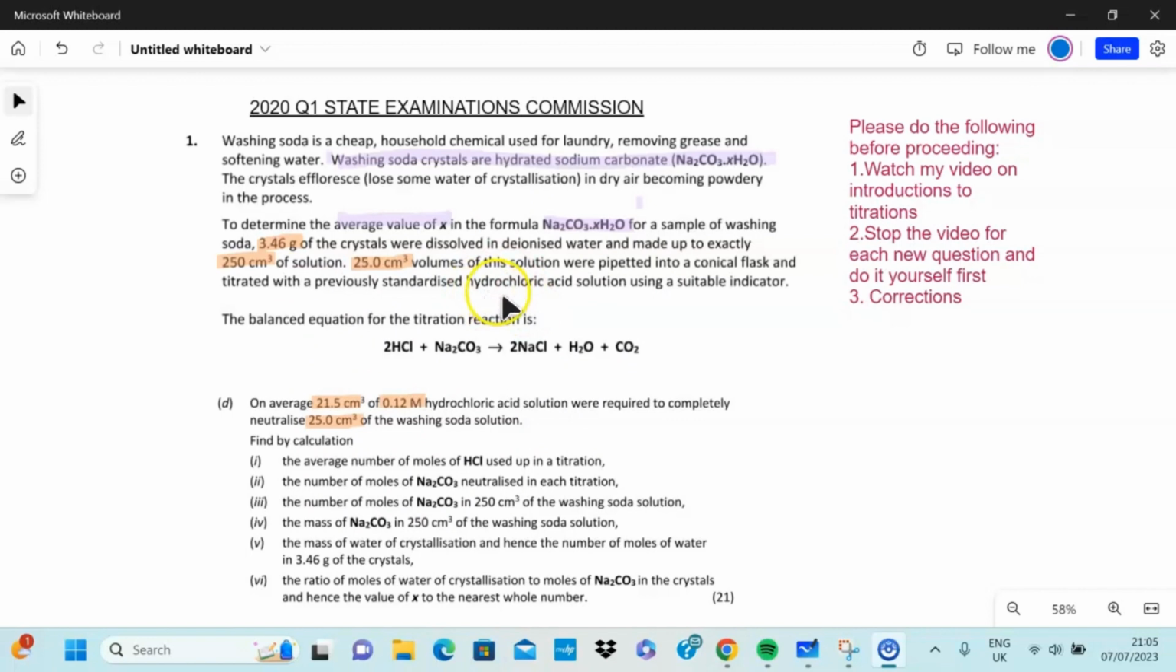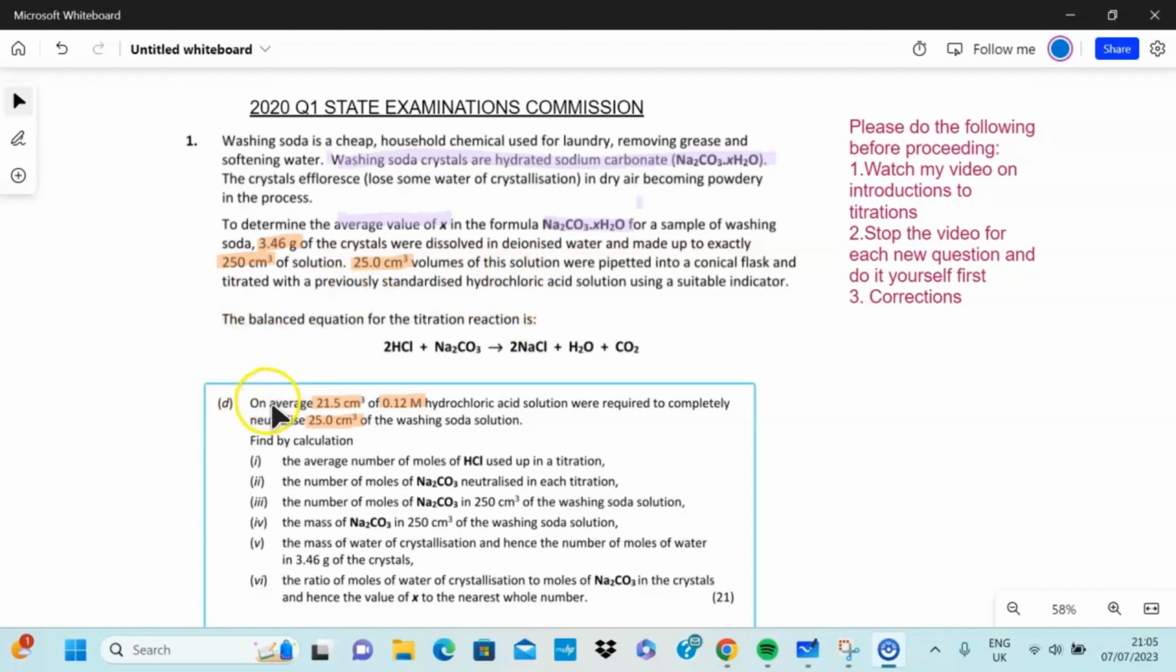One of the questions says it's previously standardized. How was it standardized? It's the anhydrous sodium carbonate. Remember, all of these experiments are connected to each other, so that's why you need to watch them in a playlist or understand every single one of them. Since this washing soda is not a primary standard, it needs one reagent whose concentration is already known, and that is the hydrochloric acid.